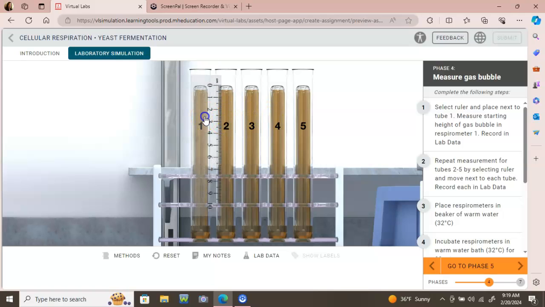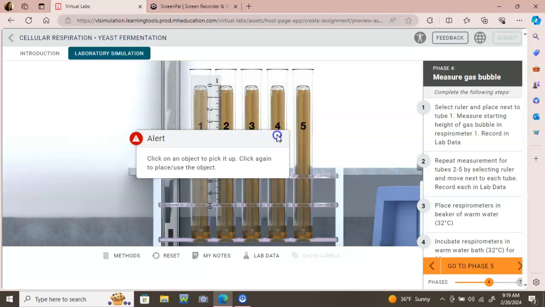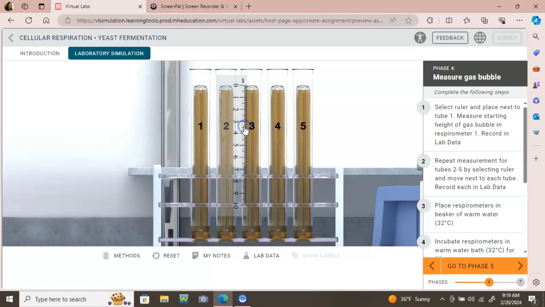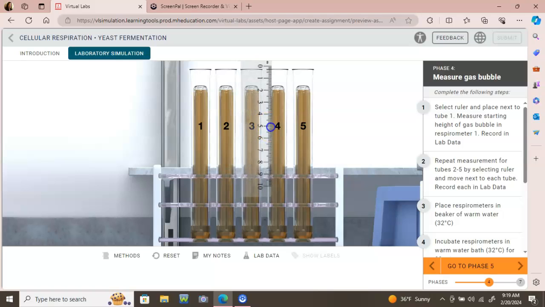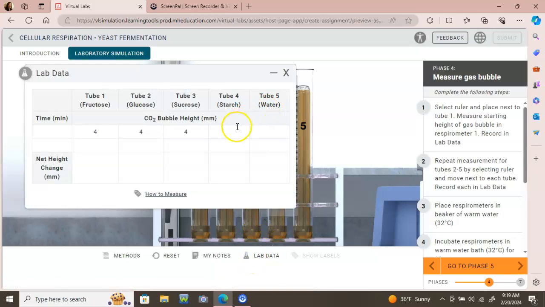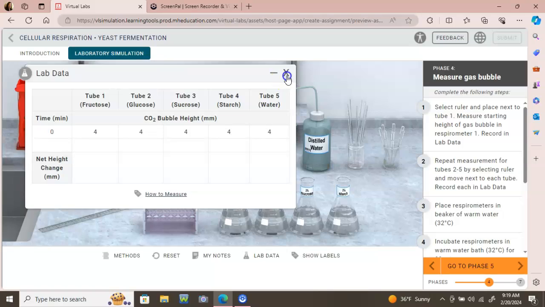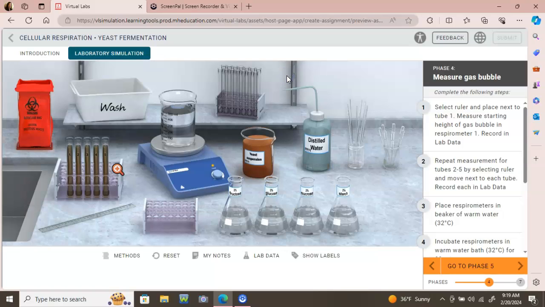It looks like each of them is at 4 for the starting. Let's see if I can enter that for each there. Okay, yeah, that's 4, and that's 4 as well. And that should be my time 0. Okay, so at that point, I did that.